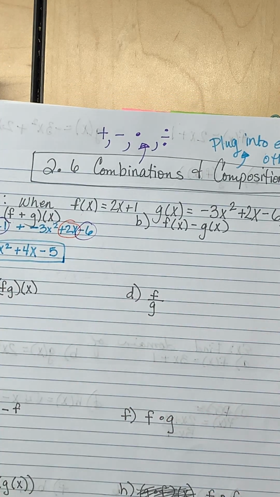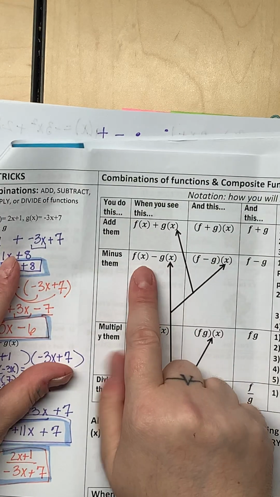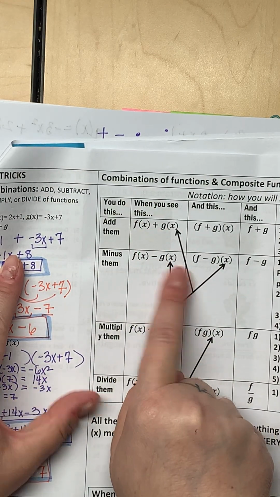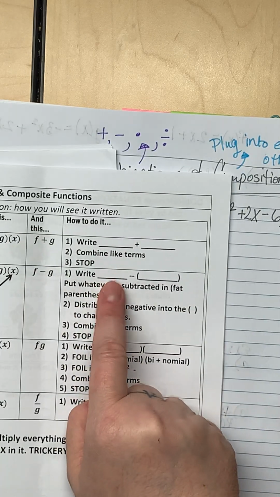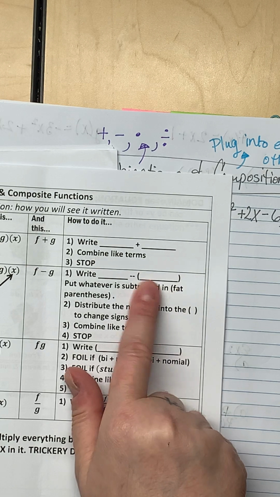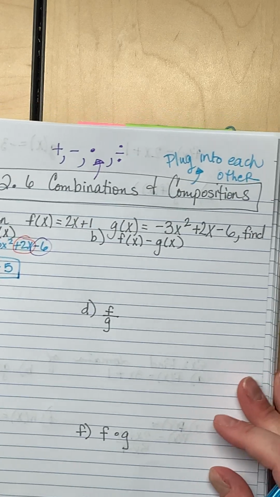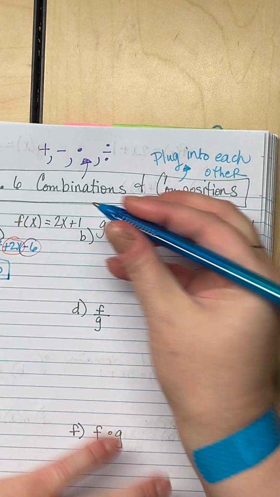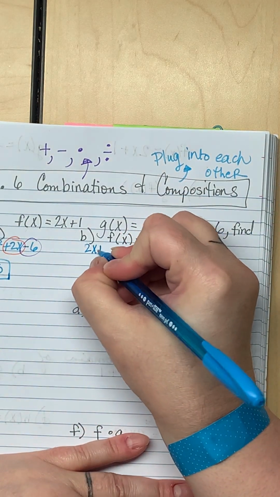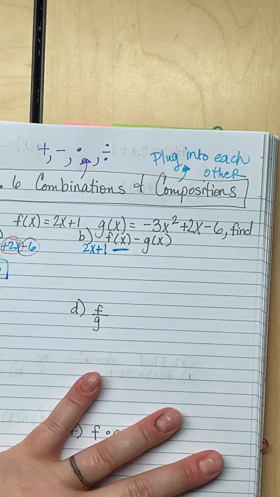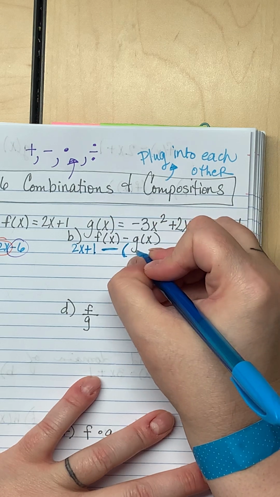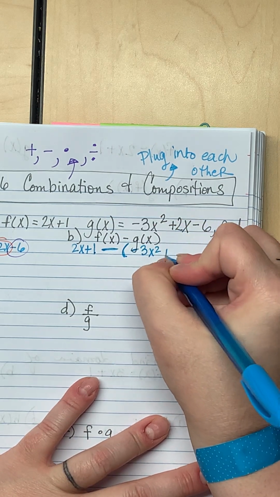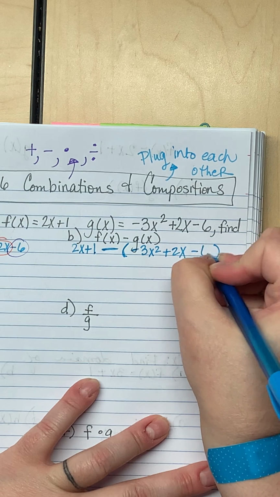Okay, let's look at part B. It says f of x minus g of x. Well, when I see f of x minus g of x, I do minus them. And how I do it is I write something minus the other something in big fat parentheses. All right, so I'm going to write my f thing, which is 2x plus 1. Then I'm going to write a fat minus. Then I'm going to write my g thing in parentheses. Negative 3x squared plus 2x minus 6.